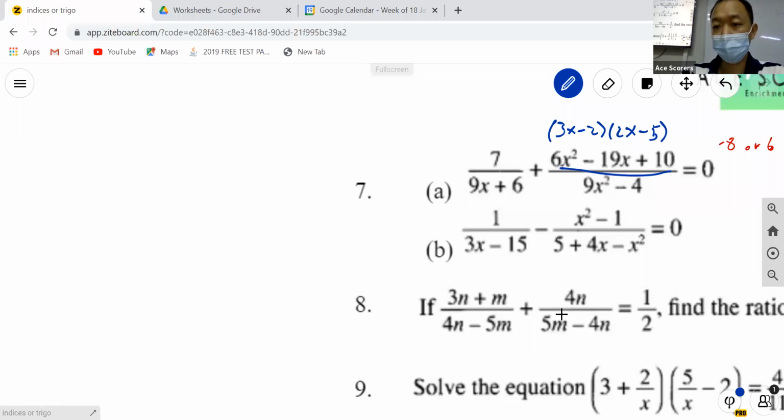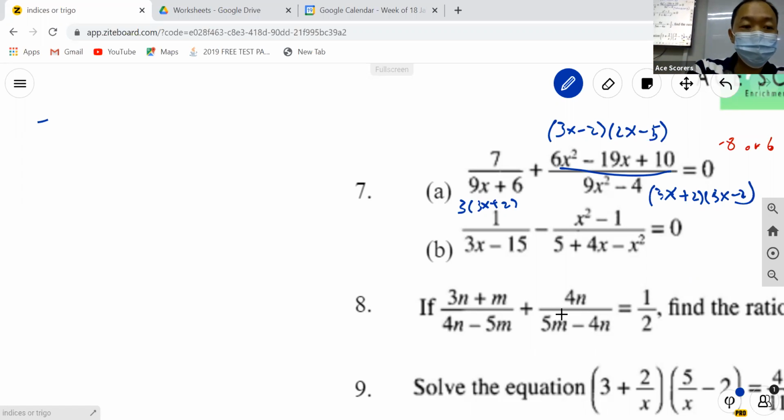Now the bottom also factorized. So it becomes 3x plus 2, 3x minus 2. Okay. And here I can take out 3. So left 3x plus 2. Okay, got it? So what is my denominator? So my denominator is pretty long. Right? So I can rewrite the whole thing.